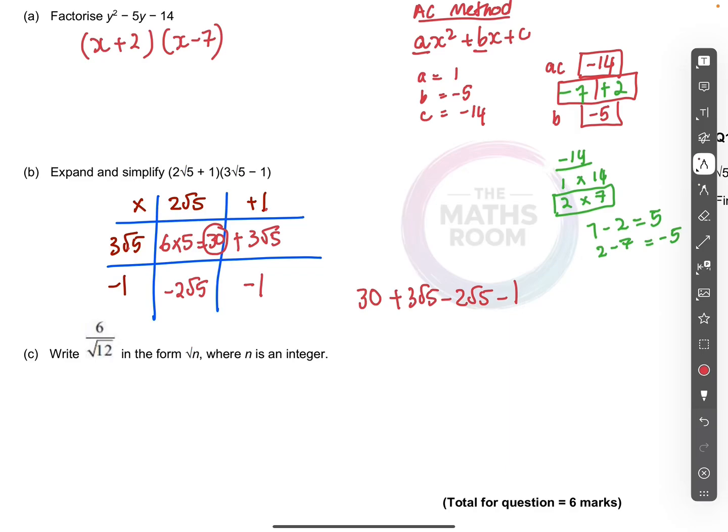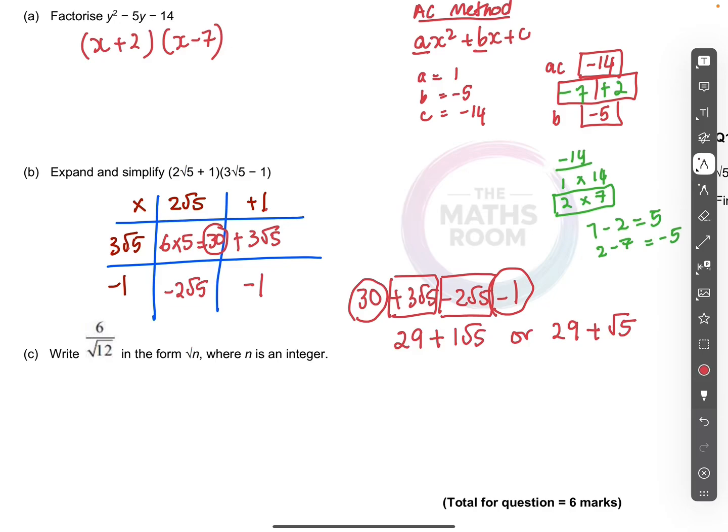Okay? These are my like terms, and these are my like terms. So I can add and subtract them together. I can add 30, take away 1, which gives me 29. 3 root 5 take away 2 root 5 will give me positive 1 root 5. Or I can just say 29 add root 5. Either one is perfectly okay.